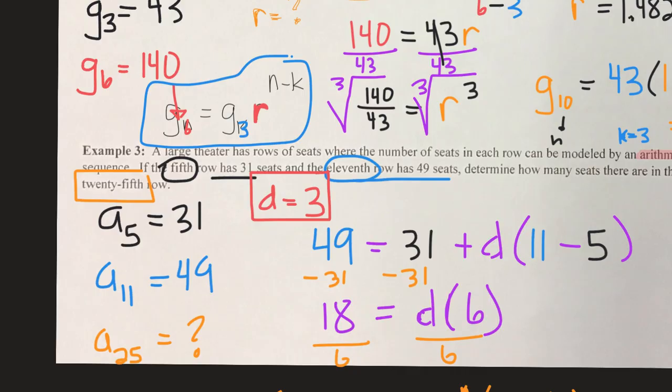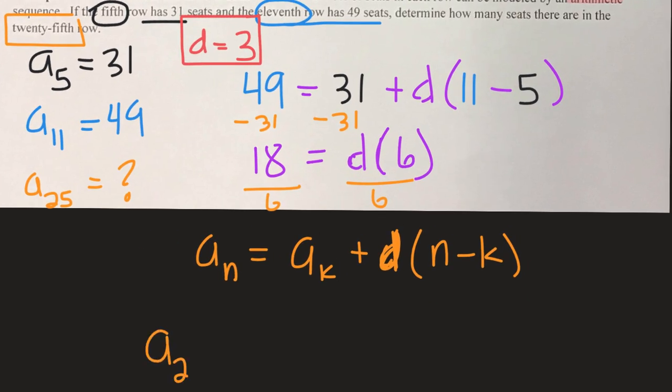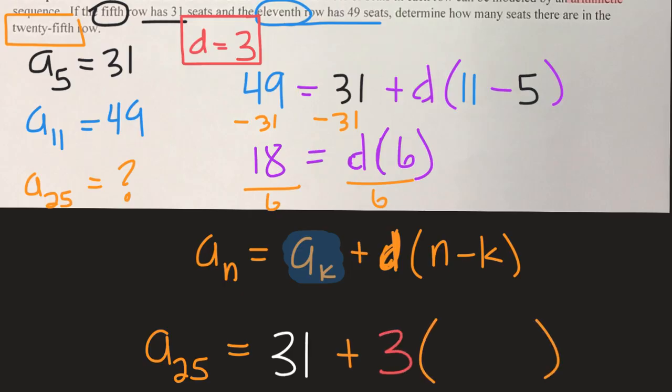Now that we know that, we can go back and figure out what our 25th seat is. So A sub 25 equals, you can either pick 31 or 49 for your A sub k. It doesn't matter which one of those two go here. I'm just going to leave it as 31 because that's the one I had before. So we'll put 31 back in there. Plus our difference, well, our difference was 3. We figured that out in the last part of the problem. And your n value, what's your n? Our n is 25 because that's the term that we're looking for.